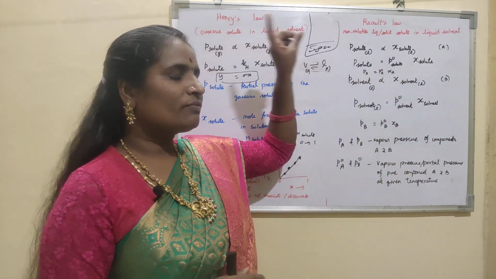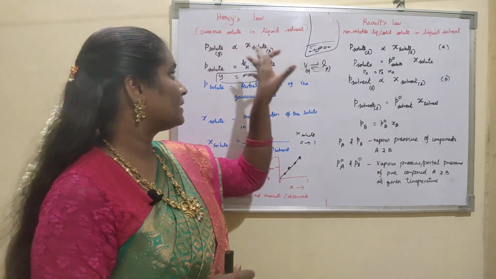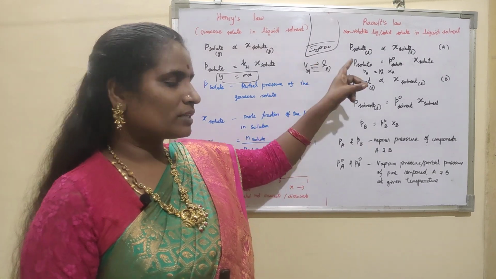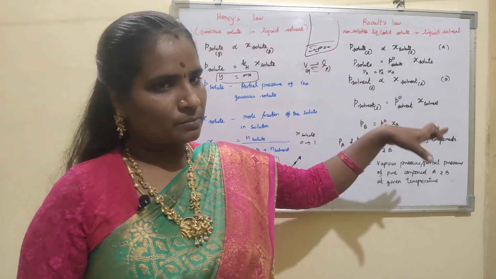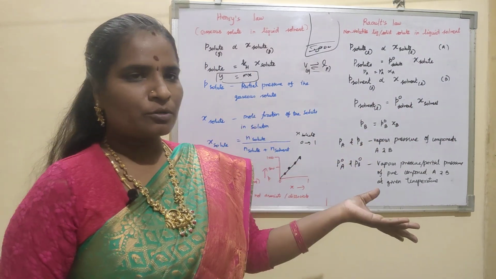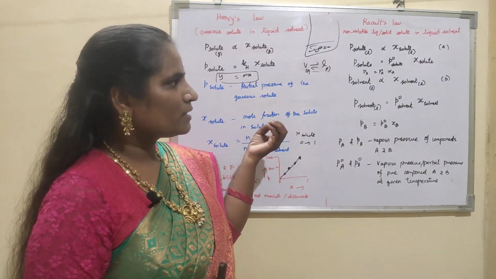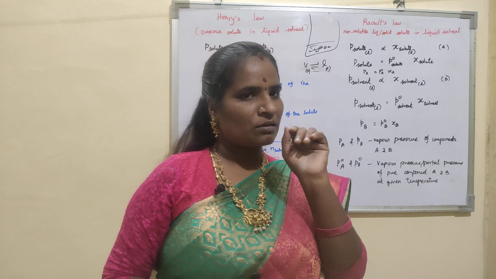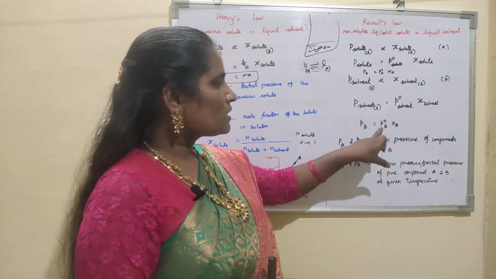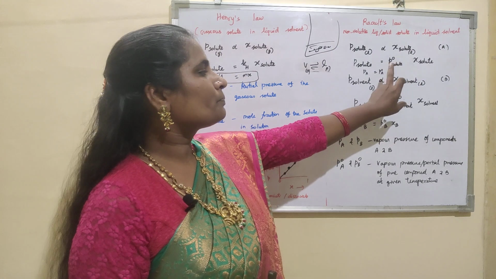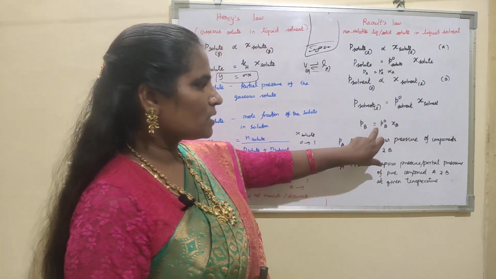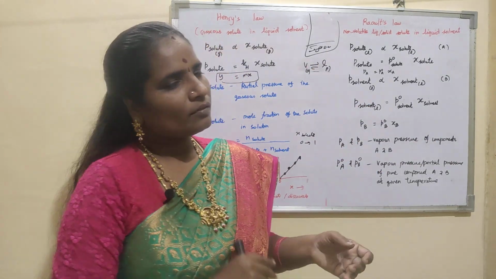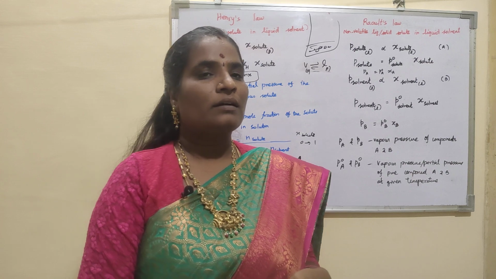Here we are measuring for the solute as well as the solvent, but in Henry's law we only dealt with the partial pressure of the solute. Here we are measuring the partial pressure of the solute as well as of the solvent, and both are directly proportional to their mole fractions. Suppose I take solute as A and solvent as B, because it forms a binary solution, meaning one solute and one solvent. So Pa is equal to P naught A into XA, similarly Pb is equal to P naught B into XB. So this is Raoult's law.